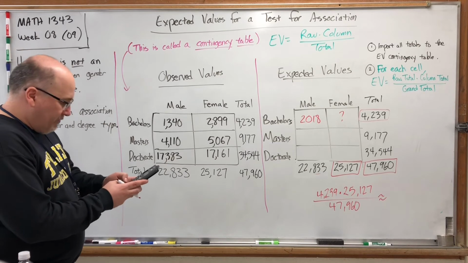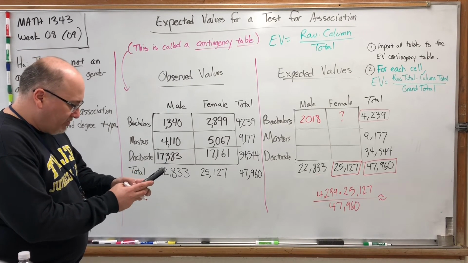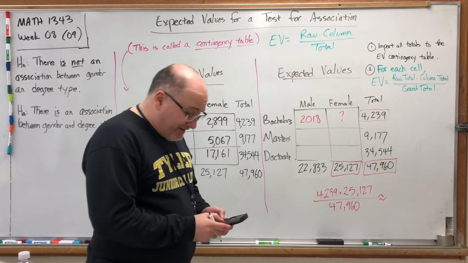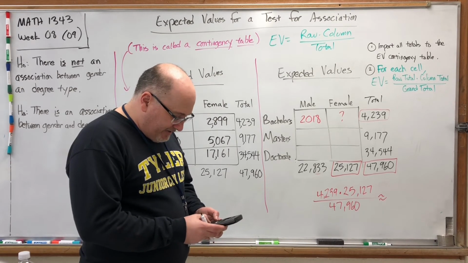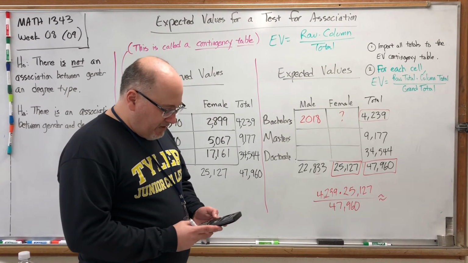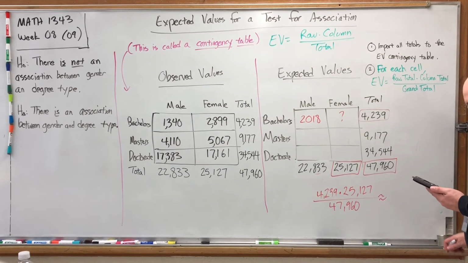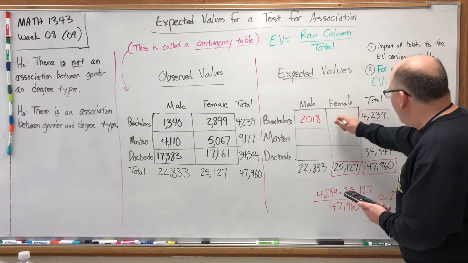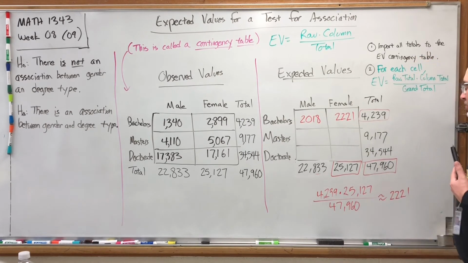4,239 times 25,127 divided by 47,960 is not the correct answer because I hit times instead of times divide. Luckily I can edit that really easily. There we go. So to the nearest whole number, this is 2,221. And so if we had perfect proportionality, we would expect 2,221 females in that cell.